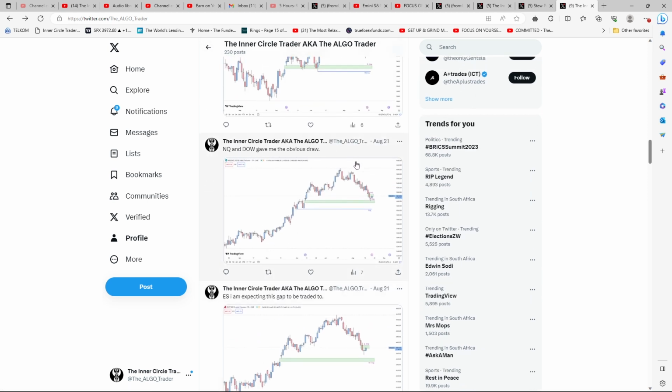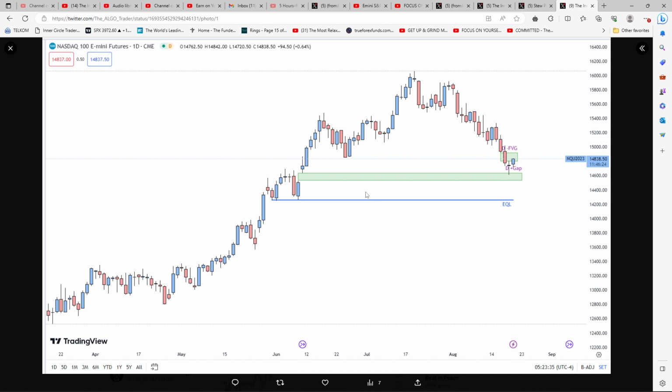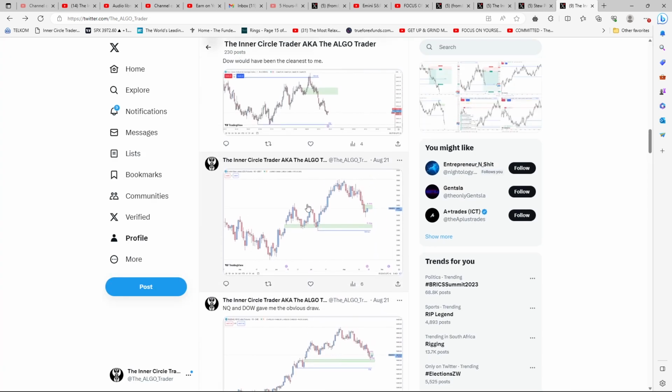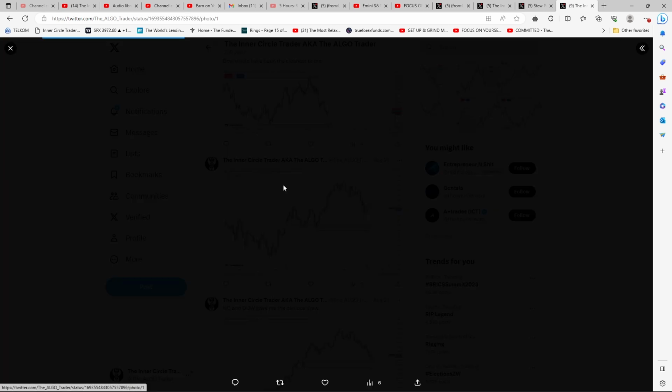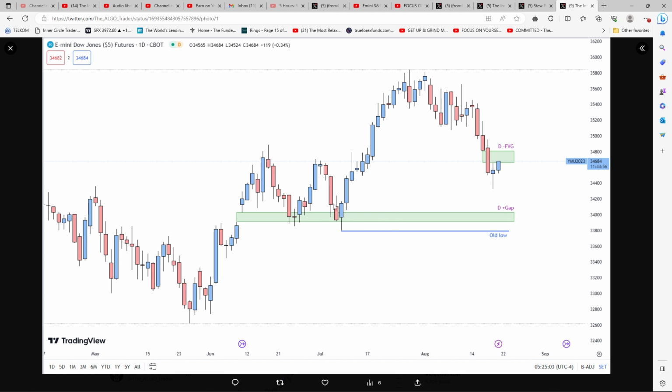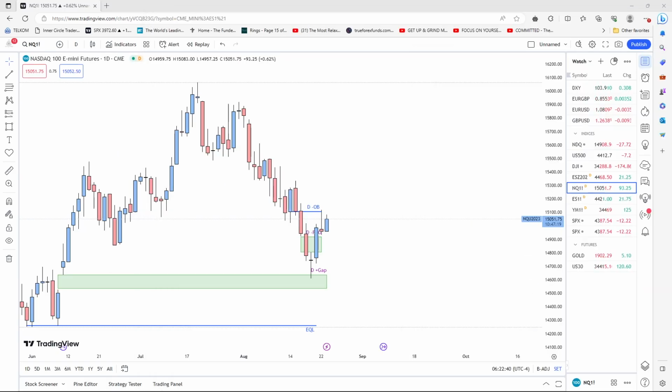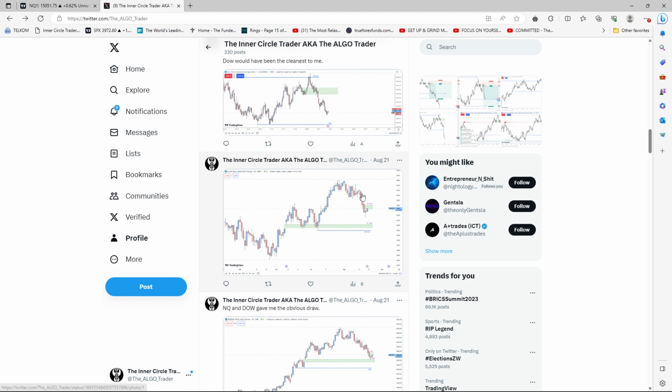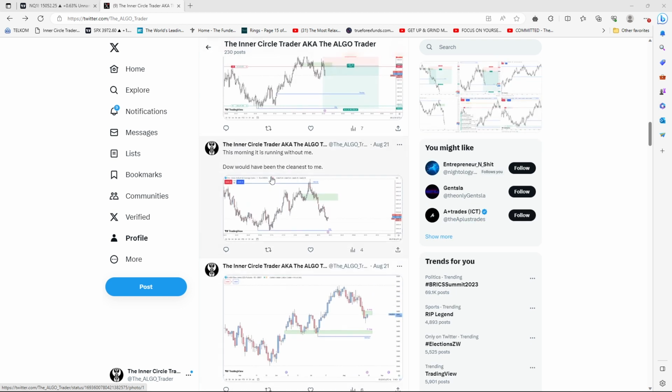NASDAQ and Dow gave me the obvious draw. What were these equal lows over here? And we had this gap and that fair value gap right there. And then we had Dow, which was pretty obvious too with its old lows down here and stuff like that. So we had that resting over there. And let's just go over that over here. Okay, there we go. Then boom, this morning it's running without me.